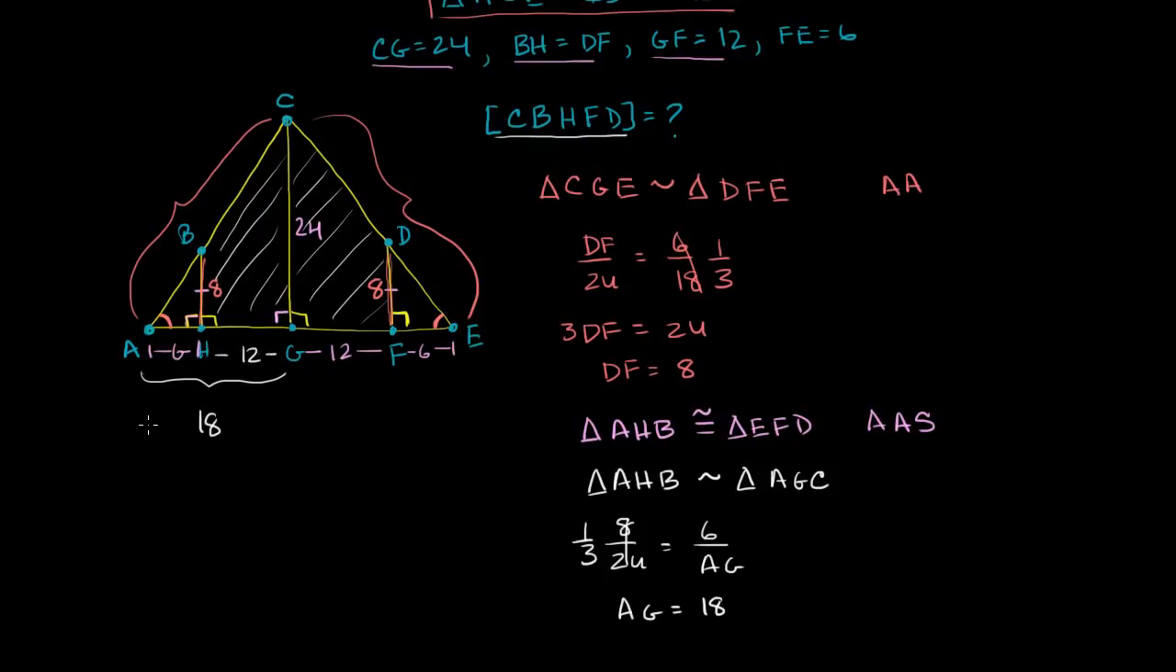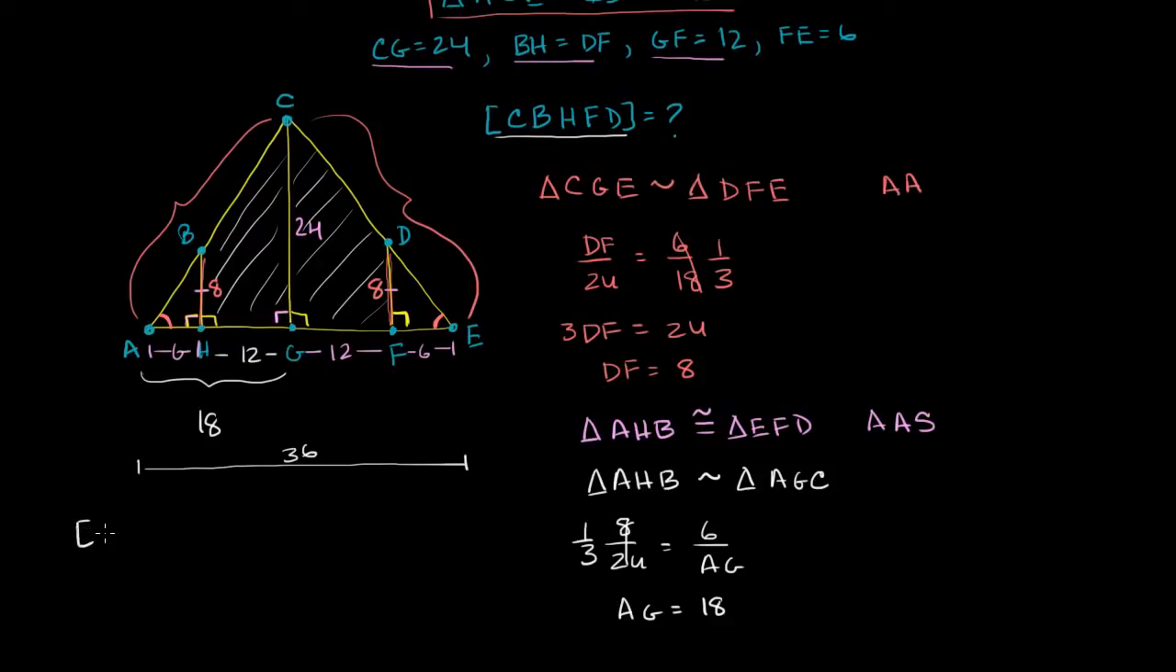And this is what you might have guessed if you were just trying to guess the answer. But now we have proven to ourselves that this base has length of, well, we have 18 here, and then we have another 18 here. So it has a length of 36. So the entire base here is 36. And so now we can figure out the area of the entire isosceles triangle.